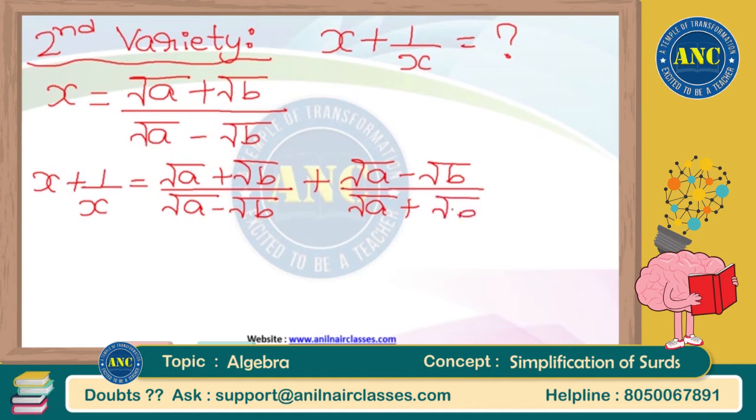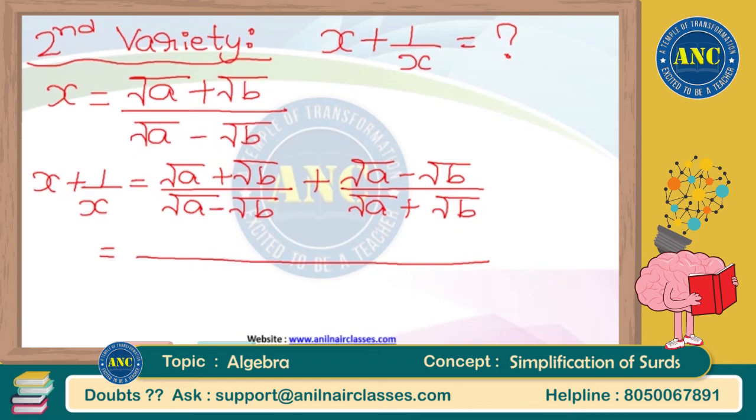Now assume that you simplify this by taking the LCM. Why am I making so many mistakes? I don't know, sir. Let us take the LCM and solve it. Denominator is in the (x minus y) into (x plus y) format. It is x square minus y square.